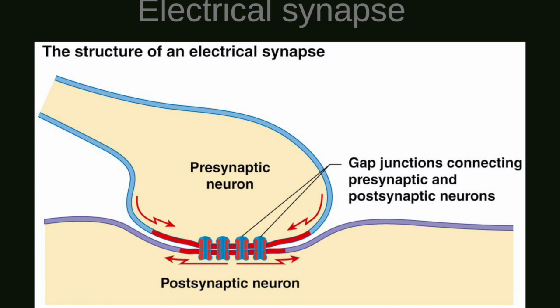And sometimes we have electrical synapses in the CNS. These are faster because the cells are connected by gap junctions, and an action potential can just travel from one neuron to the next. There's no need for neurotransmitters. But electrical synapses are not as versatile. They can only do one thing.